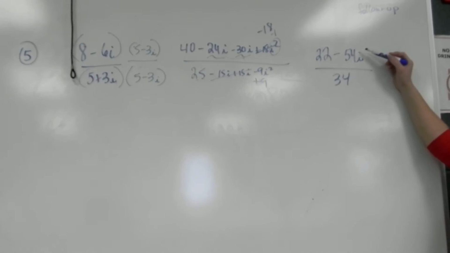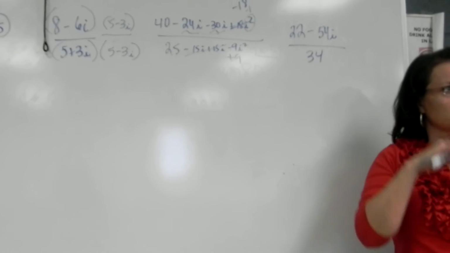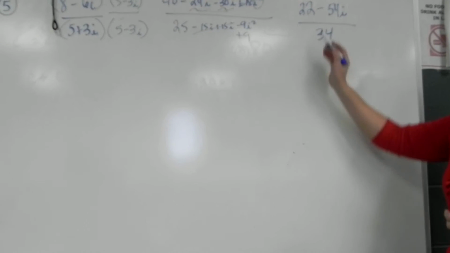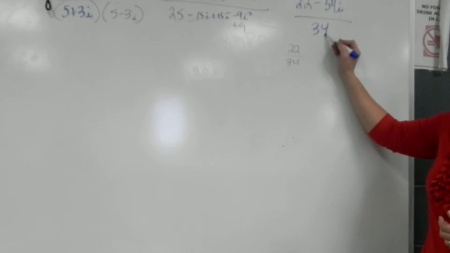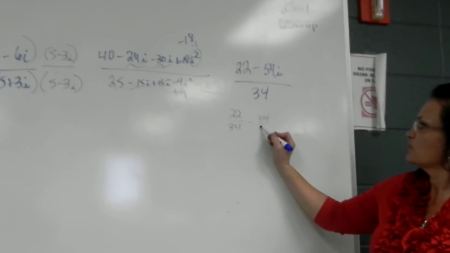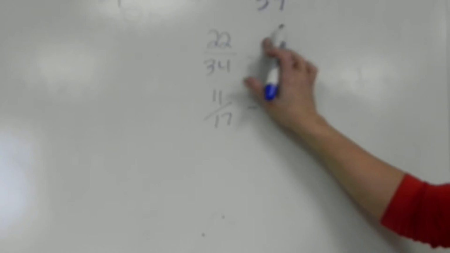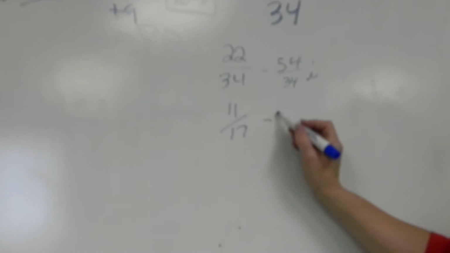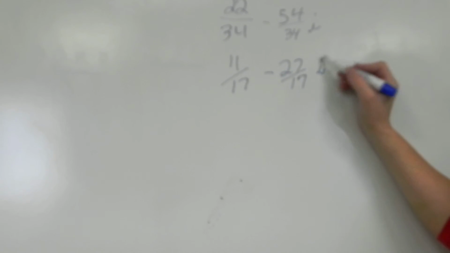So then you can reduce this. In imaginaries, they want it reduced. You always pull the real and the imaginary part separate. So 22 over 34 is the real part, and then 54 is also divided by 34 with the i. This will reduce to 11 over 17, and oh, that's 54, sorry. And then this reduces to 27 over 17. You know, both of those are even, so you can have that for your final answer.